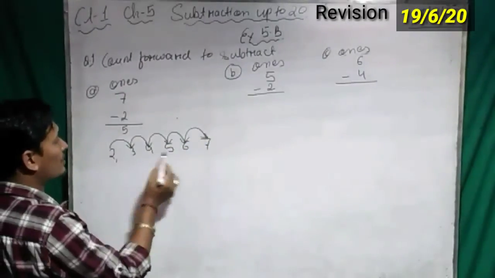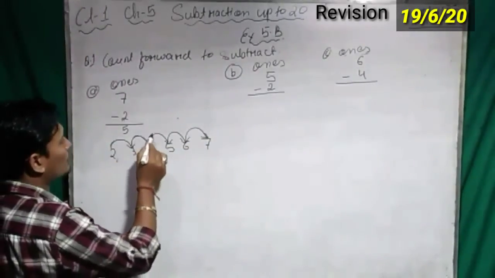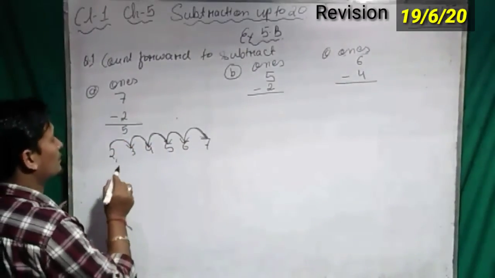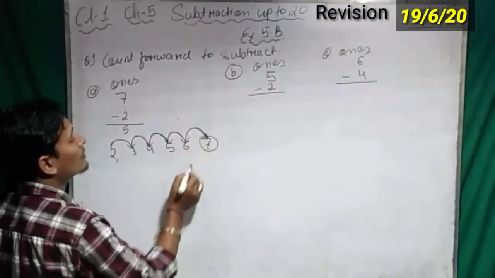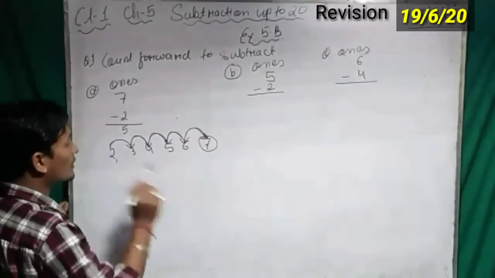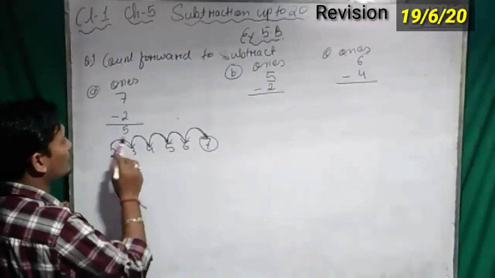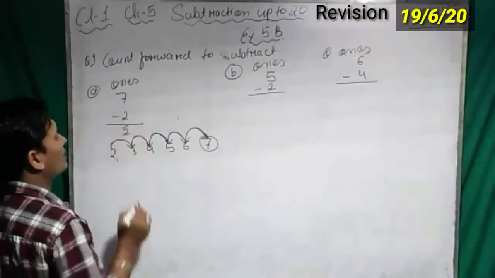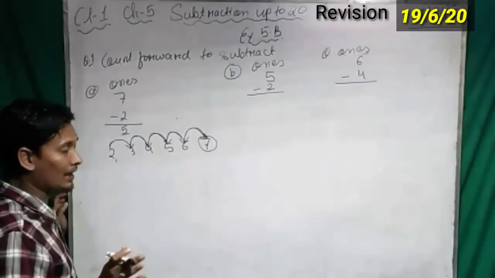How many steps we are jumping? 1, 2, 3, 4, 5. So the answer is 5. Because we have to reach on 7. So to reach on 7, we have to jump how many steps? 5 steps. So the answer is 5. 7 minus 2 is 5. Clear?